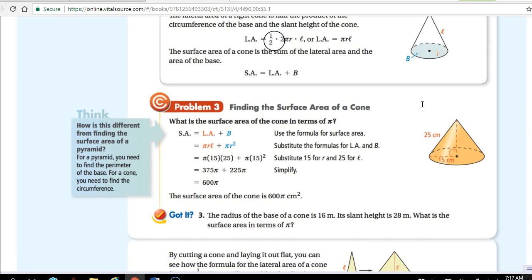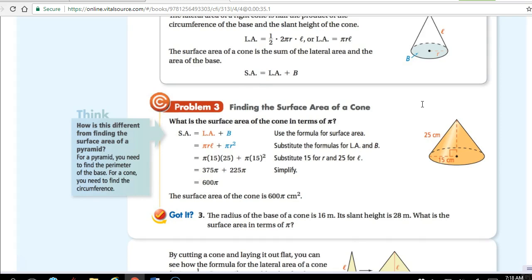We have to find the lateral area, and the lateral area is 1/2 the perimeter, which is 2 pi r because it's a circle, times the slant height, which is not straight up, but up the side of the particular cone. Now, if you'll notice, this 1/2 will cancel this 2, so you're just left with pi r times the slant height. So the lateral area is really just this, once you simplify it a little bit.